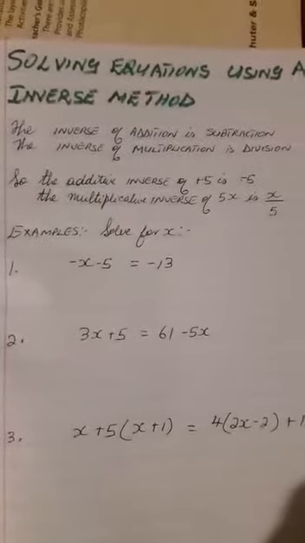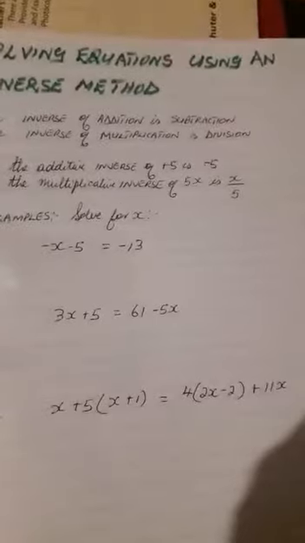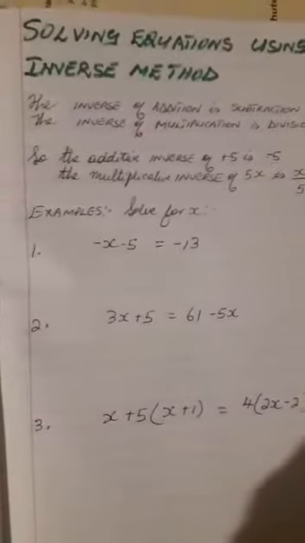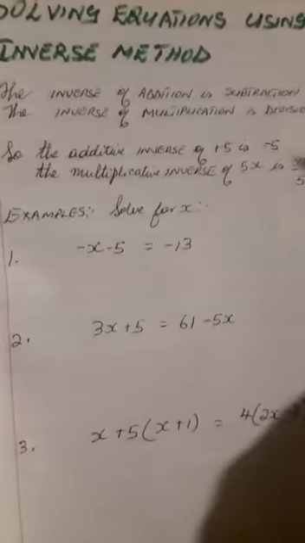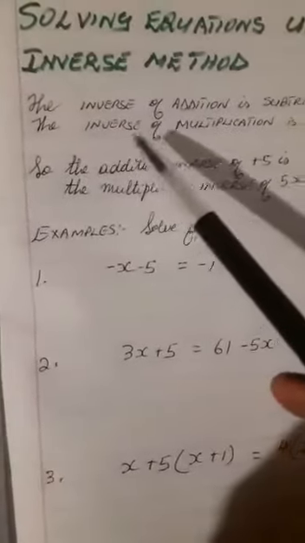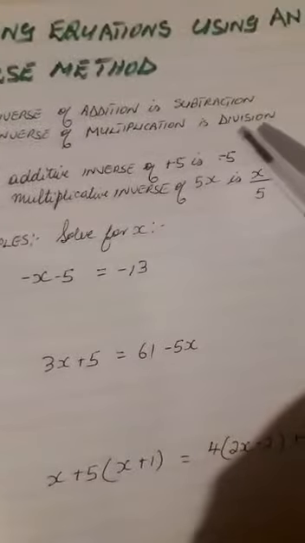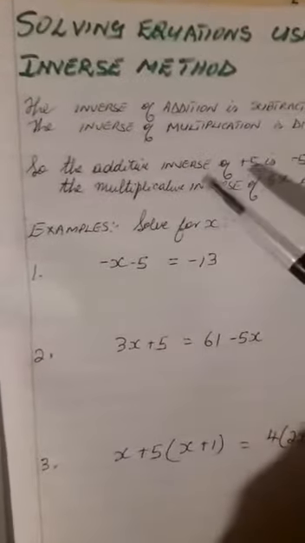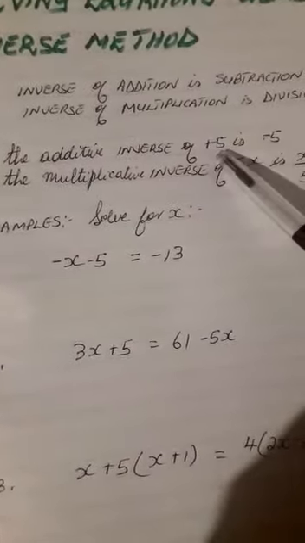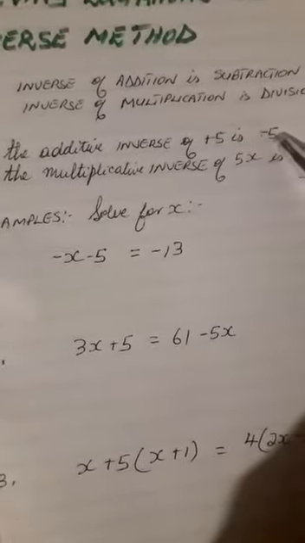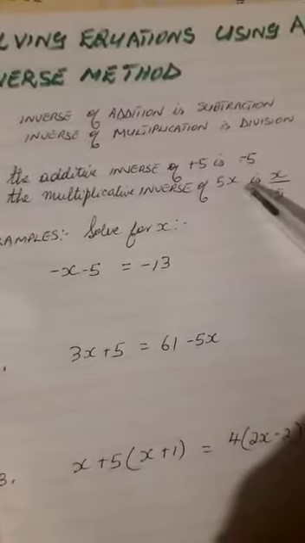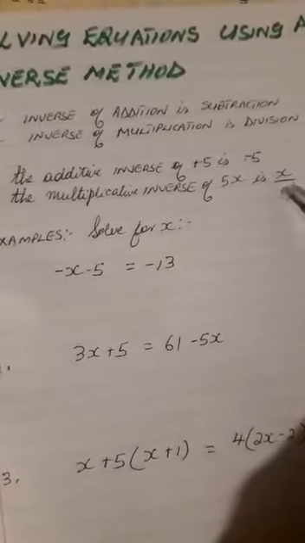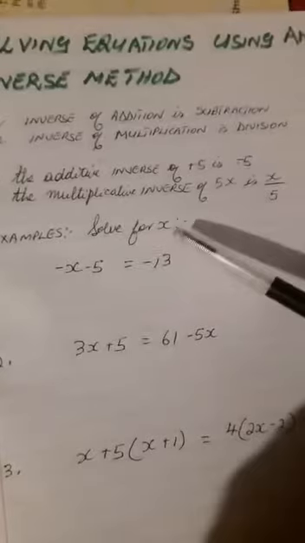All right, okay, solving equations using an inverse method now. The inverse of addition is subtraction, and the inverse of multiplication is division. So the additive inverse of positive 5 is negative 5. The multiplicative inverse of 5x is x divided by 5. So inverse means the opposite.